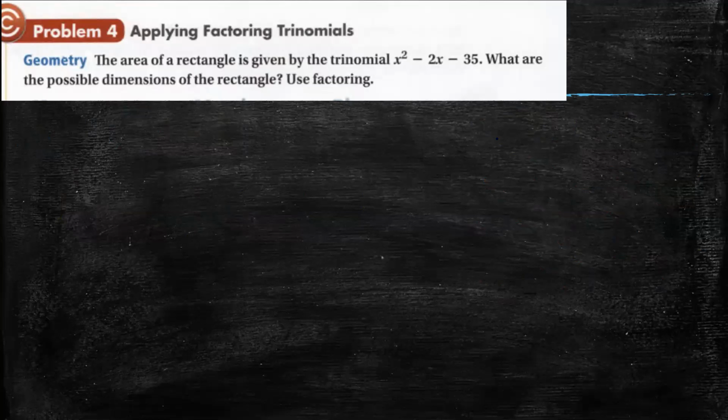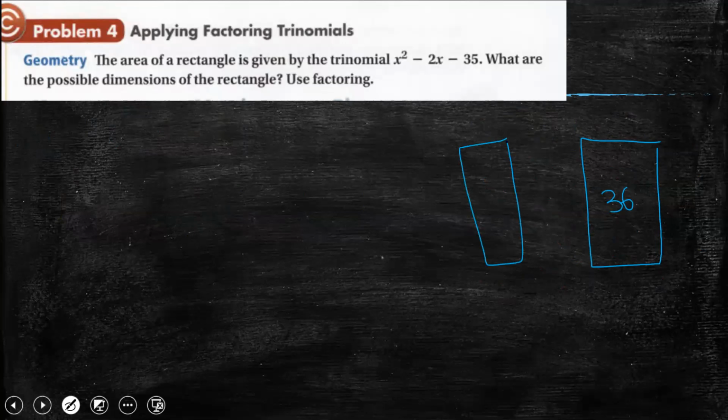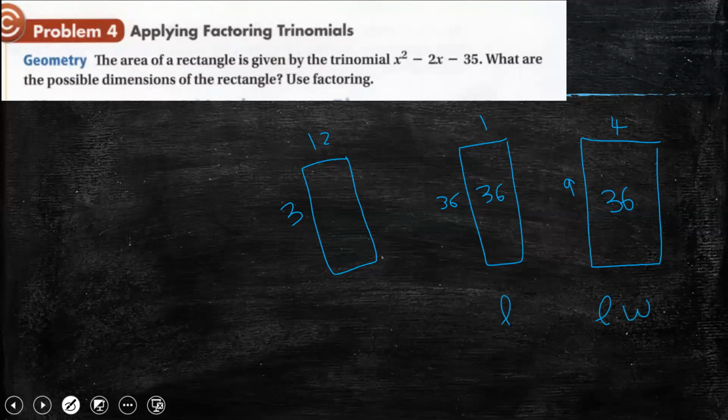Now, in numbers, if I told you that the area of the rectangle is 36, we have different dimensions. One of you told me, teacher, it could be 4 and 9. One of you said 1 and 36. One of you said 12 and 3. All of these dimensions are acceptable because the area of a rectangle is the length times the width.